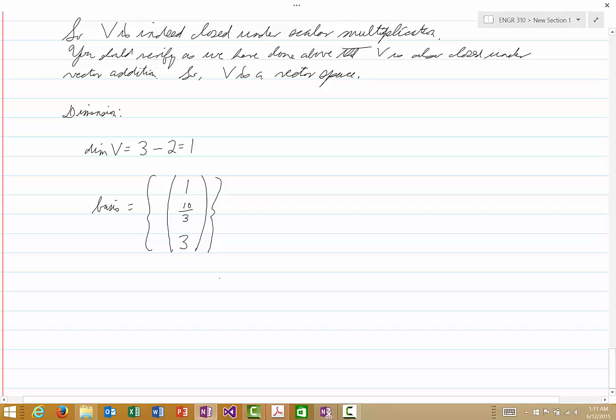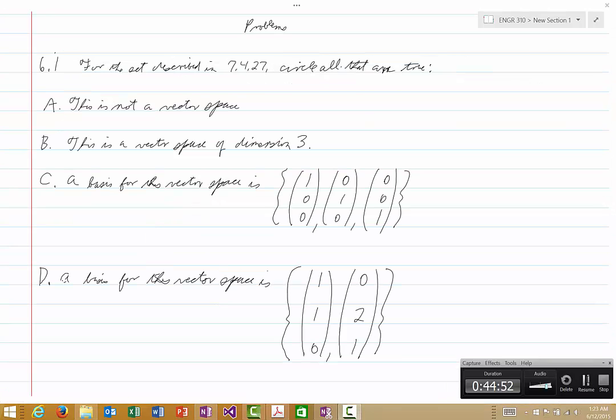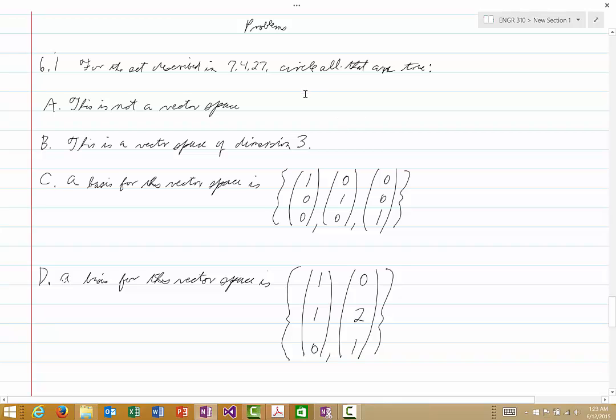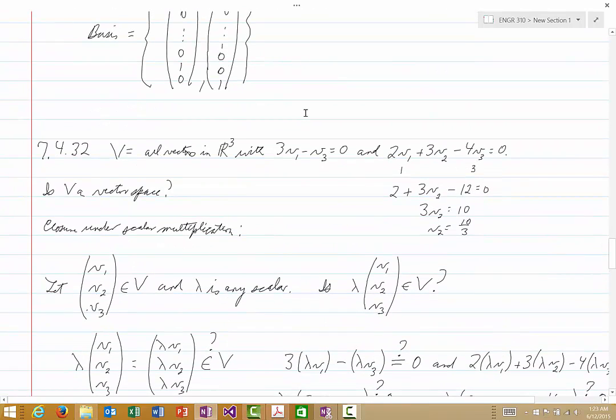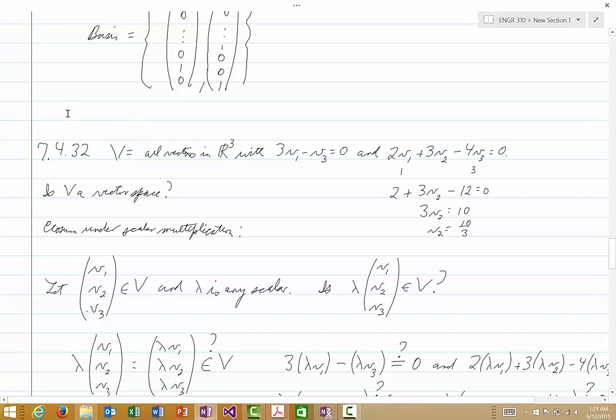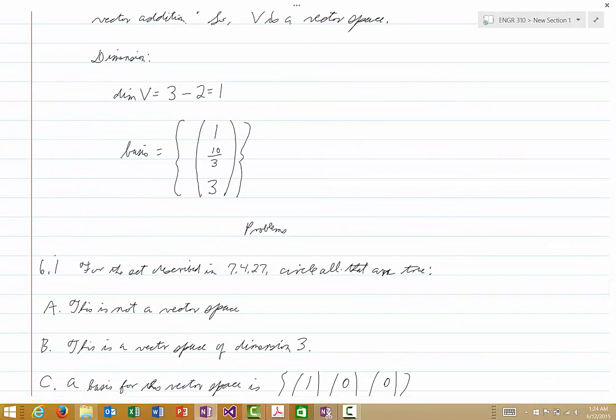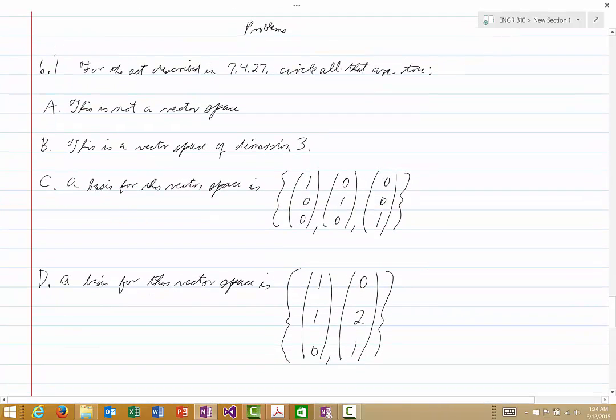Now let's look at some problems for this lecture. But first I want to correct a very minor error that occurred in the lecture. On this last example that we did, I stated that that was problem 7.4.32 from the text, but that was actually problem 7.4.33. So just that minor change. Okay, now we'll go and look at the problems for this lecture.